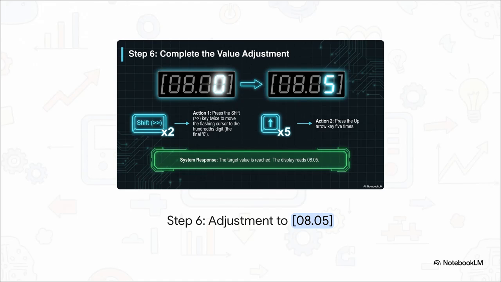We hit that Shift key 2 more times, moving the flashing cursor over to the hundreds place, the final 0. We then bump the up arrow 5 times. And boom, just like that, we've successfully hit our target parameter value of 08.05.